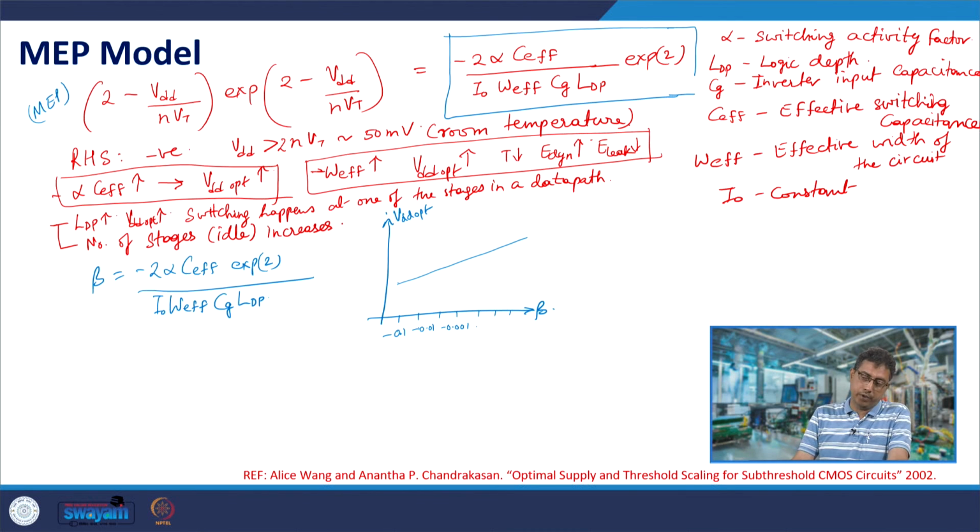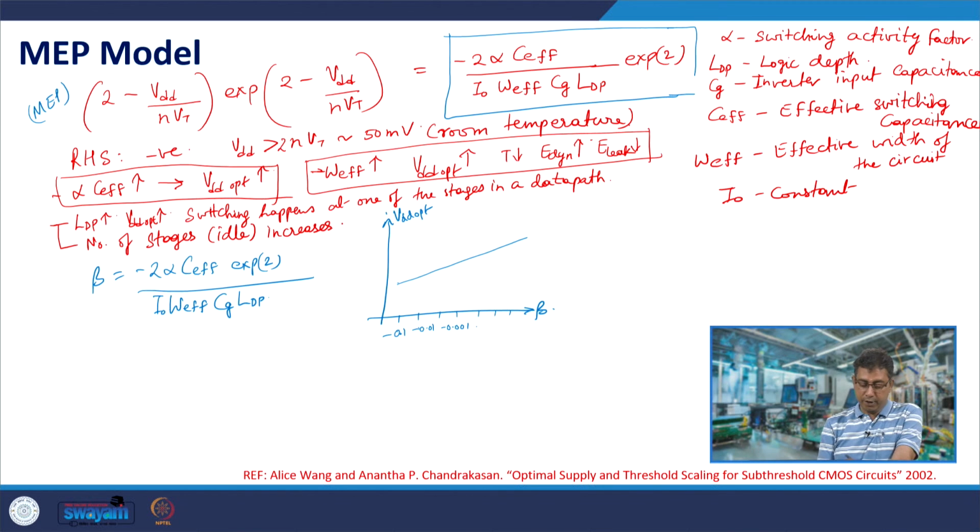Now, that depends on the circuit, because how are you calculating LDP? For example, in a ring oscillator, the logic depth, how should it be taken? It should be 2n, because there are 2n stages. So, that could be a simple example.